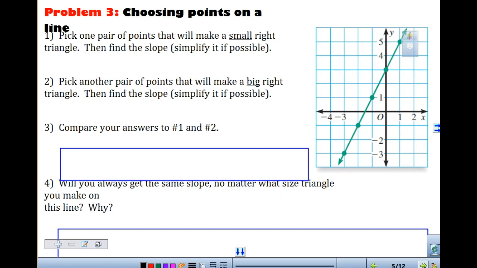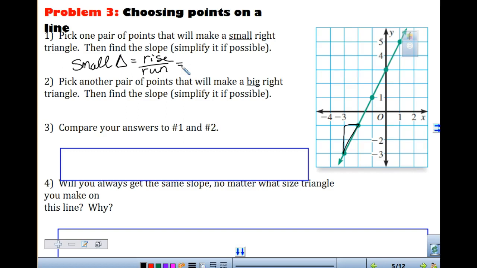So, in this next page, we are asked to pick one pair of points and make a small triangle. I don't care where you pick those 2 points on this picture, problem 3, and make a small triangle. To me, it doesn't matter if your triangle is above or below. Then I'm going to put the rise over the run. So from those 2 points, please pick your 2 and draw a right triangle. I don't care if you pick the same 2 that I did or not.